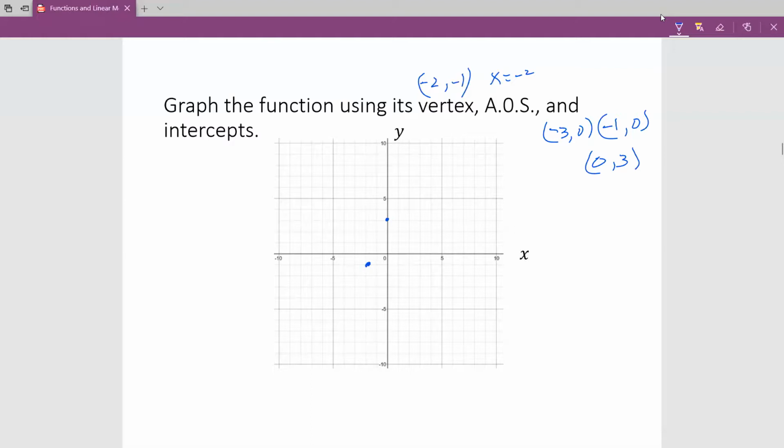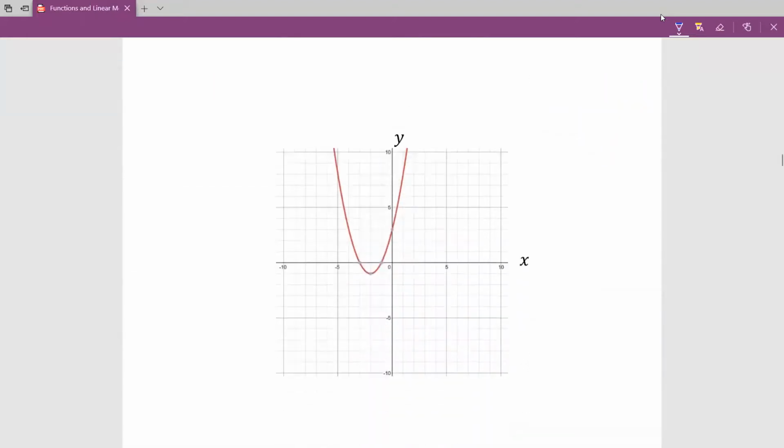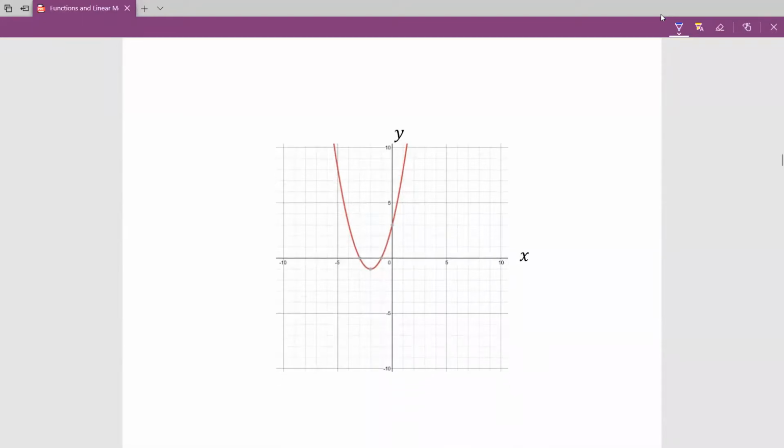The x-intercepts are minus 1 and 0, which would be here, and minus 3 and 0, which would be there. And the graph would look like this. Since I'm not really a great drawer, I'm going to do this on a website that will draw it perfectly for you. There's what it looks like after you graph it.